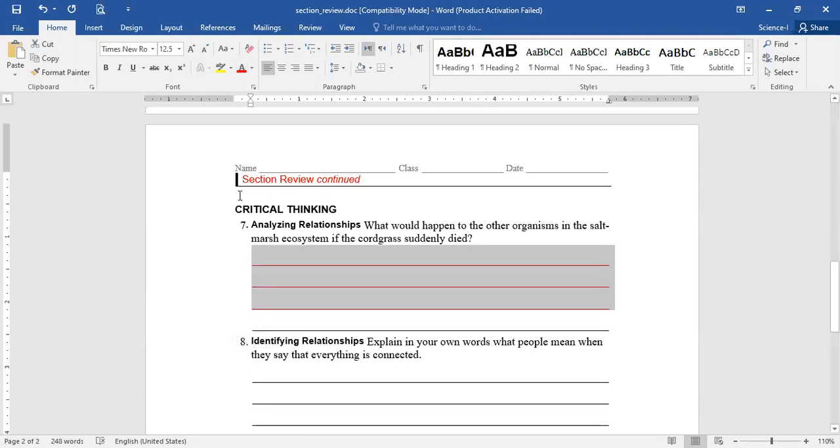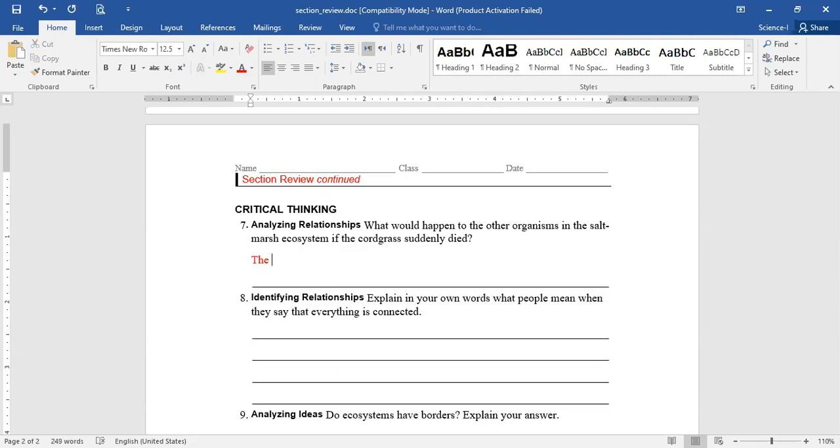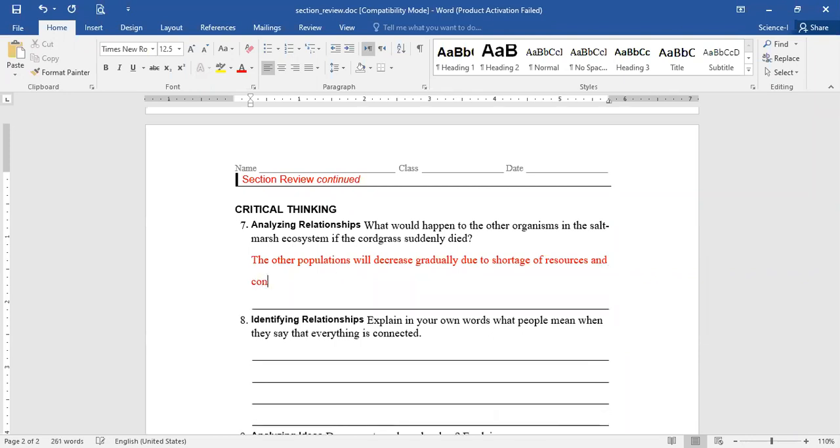They would die gradually because of the lack of food and the competition. Yeah. So we said that the other populations will decrease gradually due to competition for food, due to shortage of resources and competition.